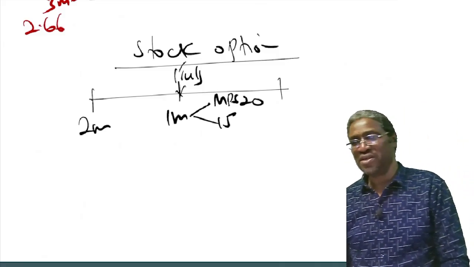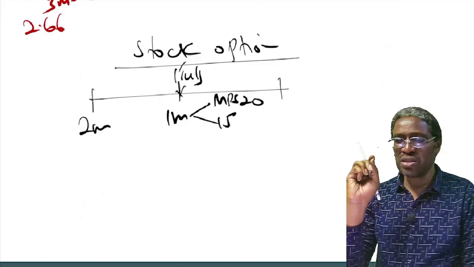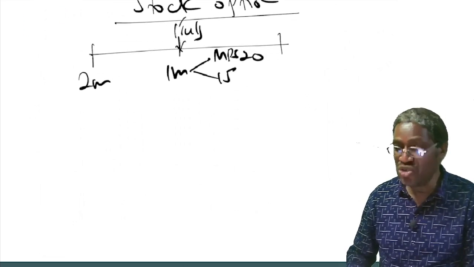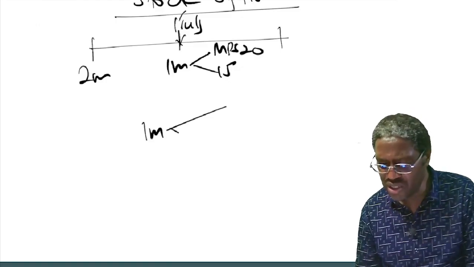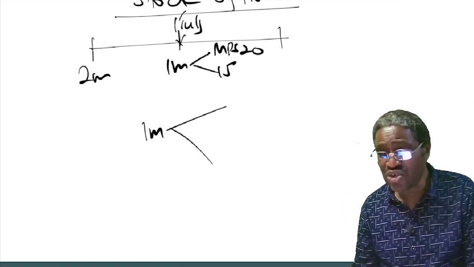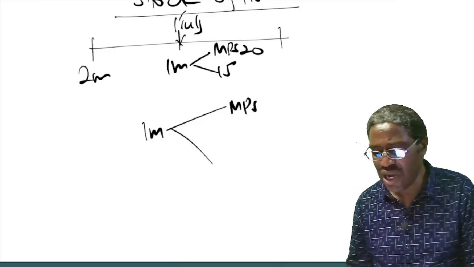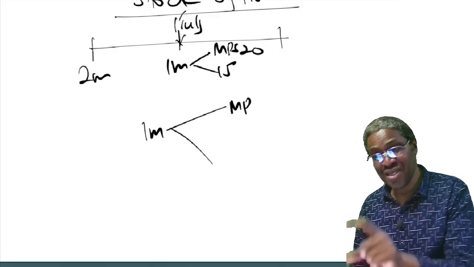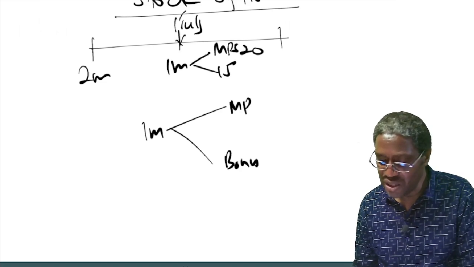So let me see. Now listen. When shares are issued as a result of a stock option, you as a company are required to ask yourself, how many out of these 1 million shares are considered to be issued at full market price? And how many of the 1 million shares are considered to be issued for free as bonus?